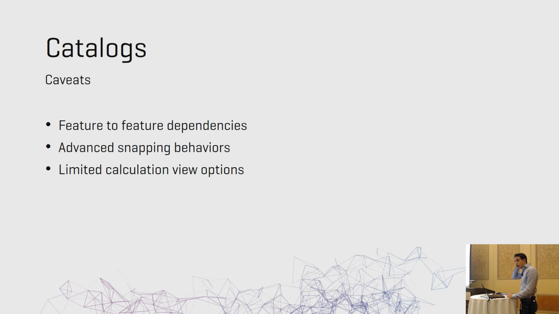Catalogs come with a few limitations, as of right now. I'm always speaking about the current state of the catalogs, not necessarily what it's going to be in a year or half a year. Catalogs is constantly under development, of course. One of the things that we right now have something of a caveat with is feature dependencies.